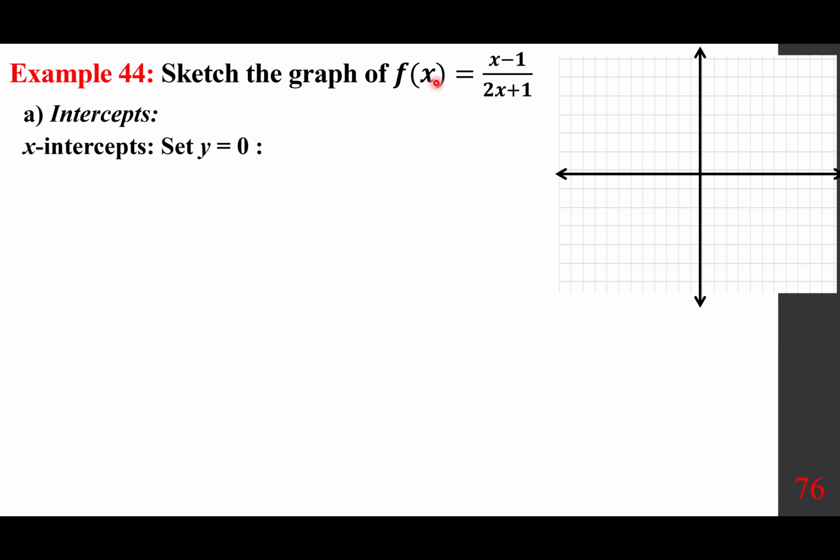For the x-intercept, set y equal to 0. That means f of x equals 0, that means y equals 0. A fraction is 0 when the top is 0. In other words, x equals 1, we get (1, 0).